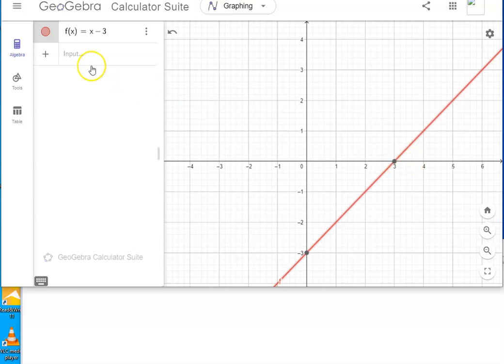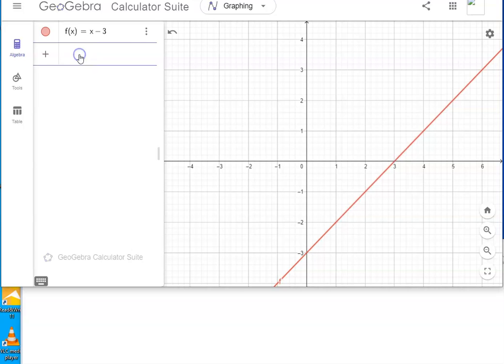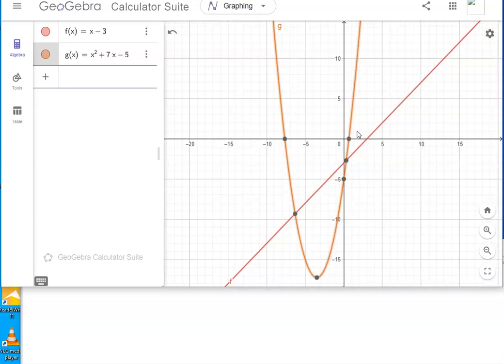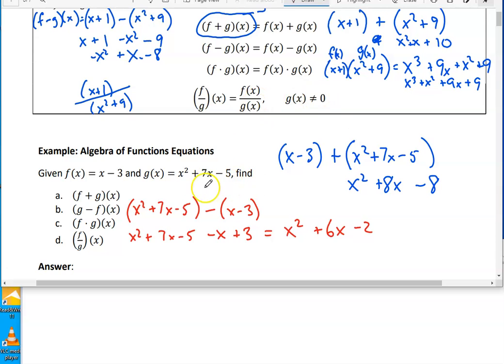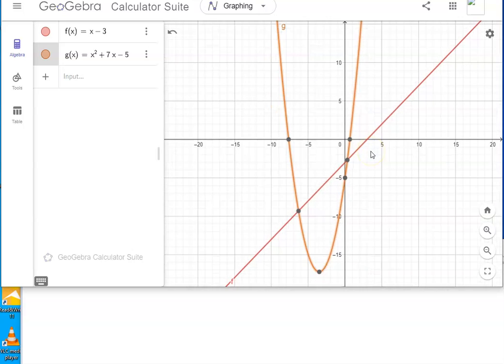All right, now let's put g of x in there. x squared plus 7x minus 5. I just type in here: x caret 2, down arrow, plus 7x minus 5. And I'd see, wait a minute, is that a line? Well, let's zoom out a little bit. Oh, that's a parabola. Sure you got it right? x squared plus 7x minus 5. There's my parabola. There's my g of x.